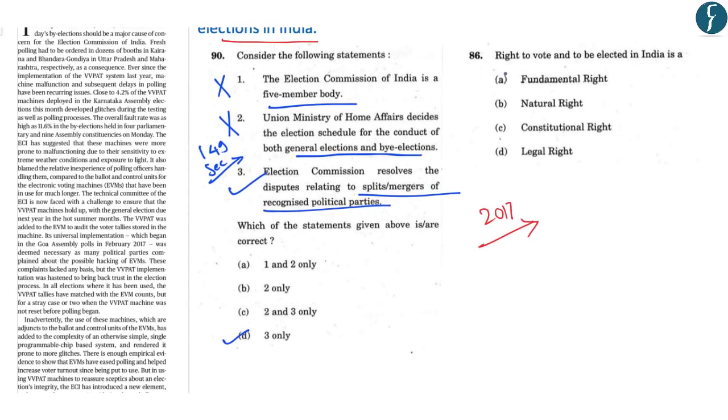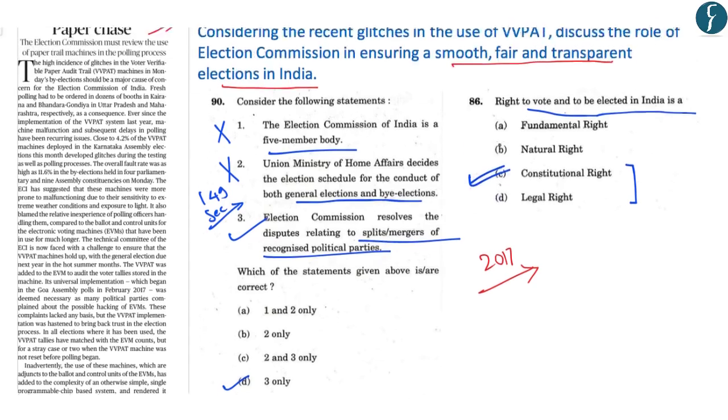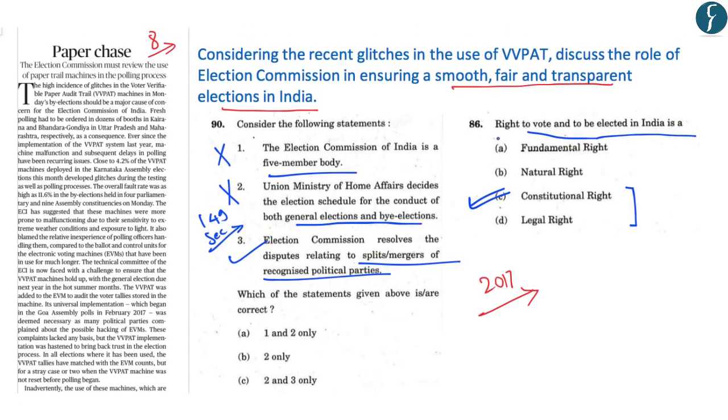Now this was a very interesting question asked by UPSC last year. It said, right to vote and to be elected in India is a fundamental right, natural right, constitutional right or legal right. Now the answer by UPSC has come out. With regard to this particular question, there was a confusion between constitutional right and legal right. As per the key provided by UPSC, the correct answer in this regard is constitutional right.